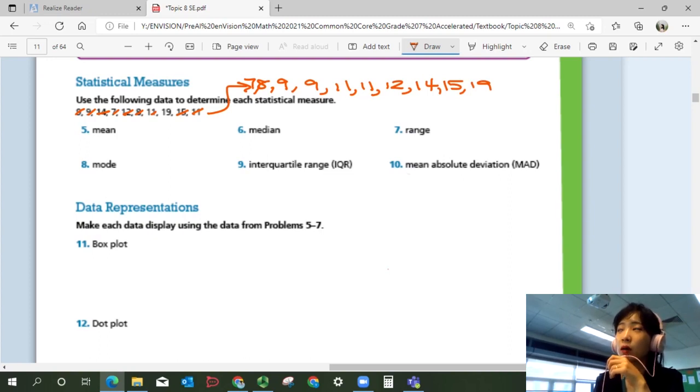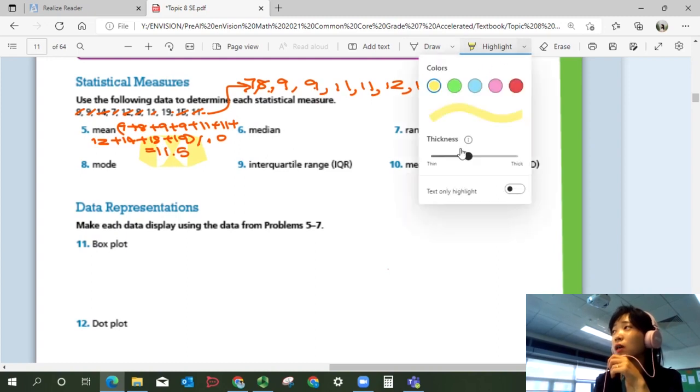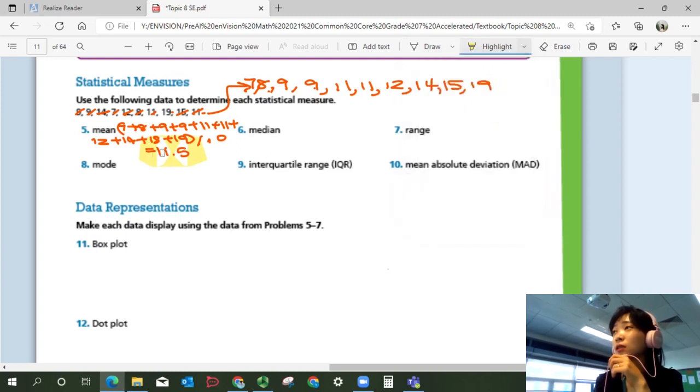So what is the mean? How do you find the mean? Mean is the average of everything. So how do you find it? 7 plus 8 plus 9 plus 9 plus 11 plus 11 plus 12 plus 14 plus 15 plus 19. And then you divide it by how many numbers we have: 2, 4, 6, 8, 10. Divided by 10, and you will get 11.5. Check your answers. 11.5 should be your answer.